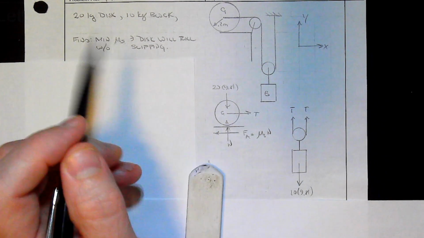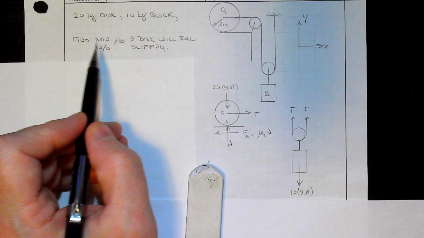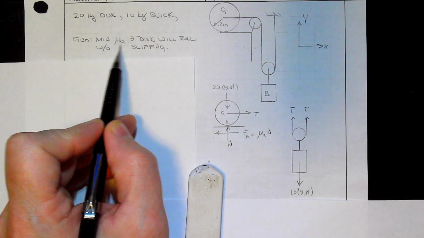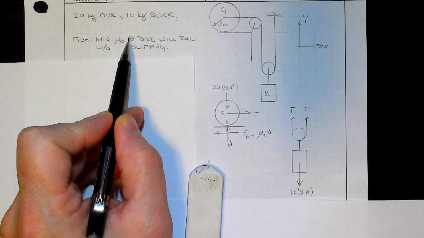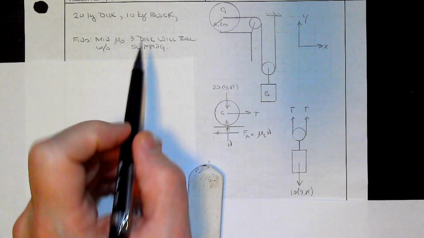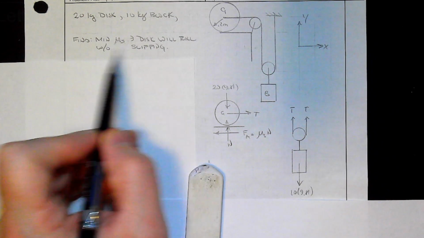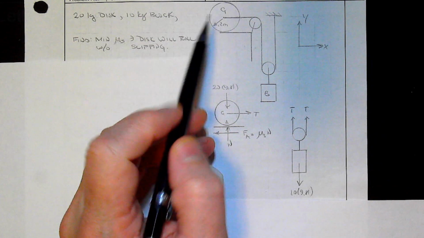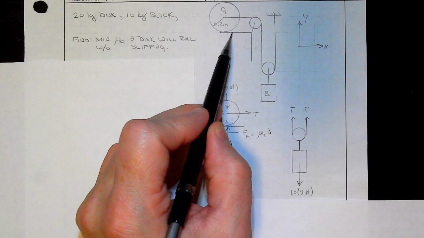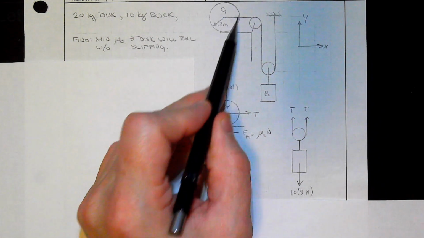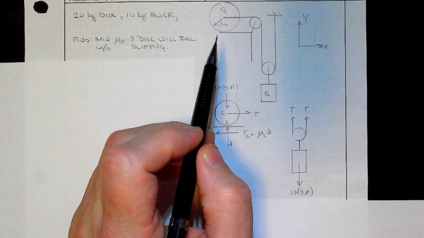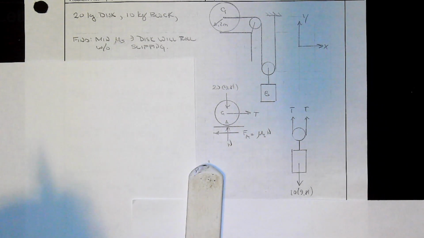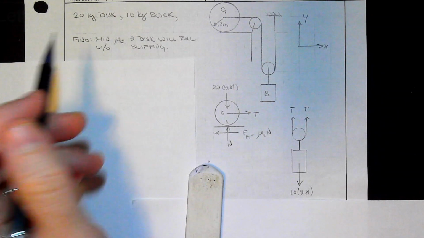And the question is, find the minimum static coefficient of friction here such that, that's what that backwards epsilon symbol means, the disc will roll without slipping. So we want to have just enough friction so this disc will roll without slipping. Now, what is that? We've done stuff like this in exams before. Again, it doesn't go so well.